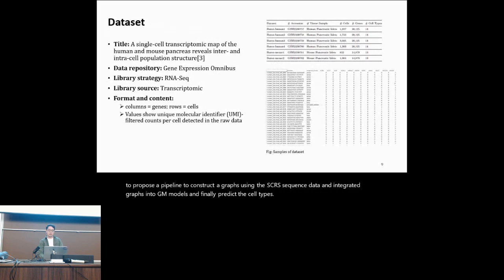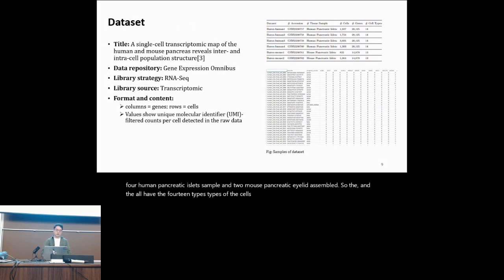So here's the dataset we used in our study, which is from the Gene Expression Omnibus repository. And the samples of the data are shown on the right side. This dataset consists of 4 human pancreatic islet samples and 2 mouse pancreatic islet samples. They all have 14 types of cells.